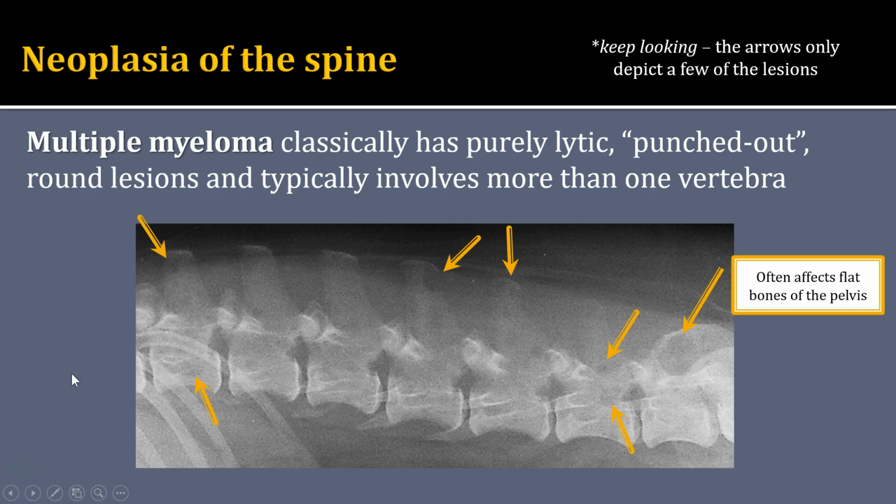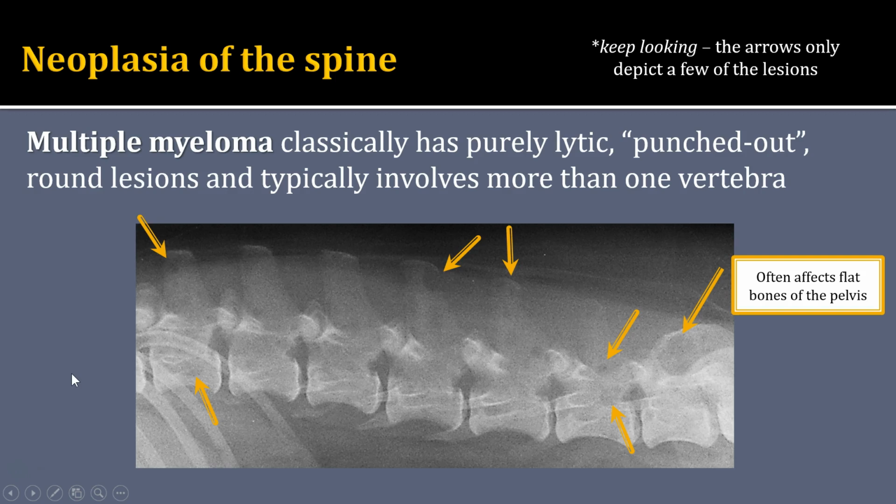One tumor type to think of that has some classic appearance is multiple myeloma. And so that's really arising from the medullary region. And on radiographs, it classically has purely lytic lesions, so no periosteal reaction, very lytic, kind of punched out, more like a geographic area of lysis, potentially a little moth-eaten lysis, and oftentimes round or oval.